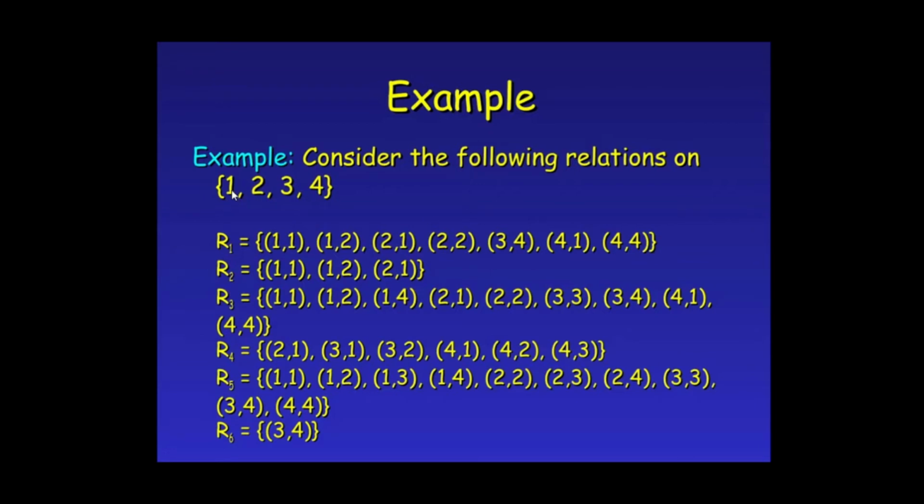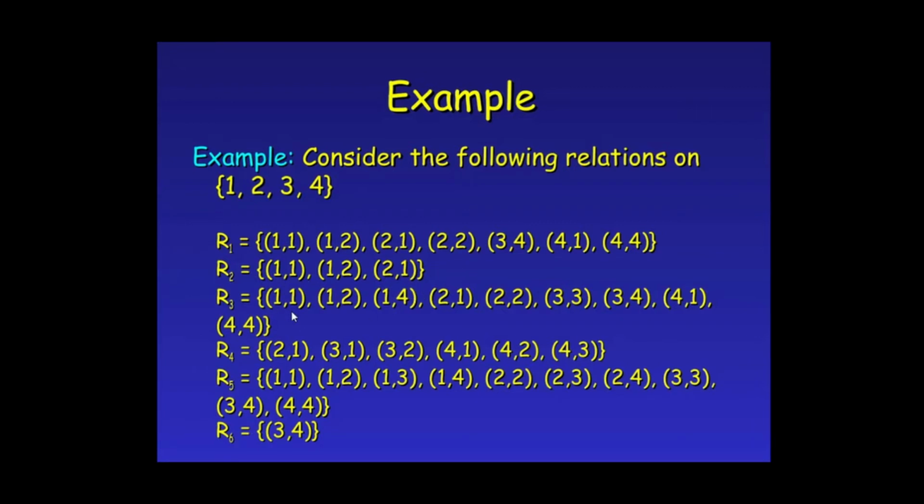A contains 1, 2, 3, 4. For 1, (1, 1) is there. For 2 also, (2, 2) is there. For 3, it is not there. For 4 you have (4, 4). So you can say that R1 is not reflexive, because for 3 there is no (3, 3) in this relation. Now check the next one, R2. Only (1, 1) is there, so it is not reflexive.